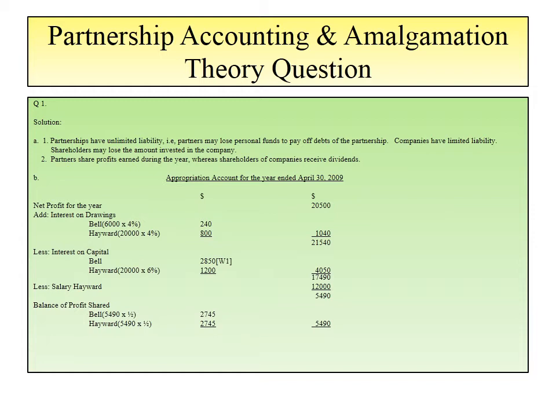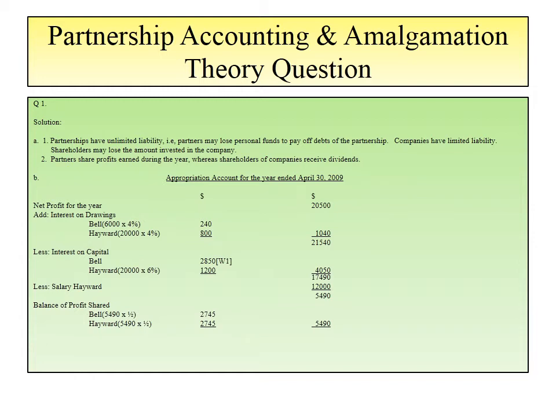Partnerships have unlimited liability. That means partners may lose their personal belongings, even their house, to pay off the debts of the partnership. Companies have limited liability. Shareholders' liability is limited to the amount they have invested in the company. If the company loses or closes, the loss for the shareholders is limited to the amount they have invested.